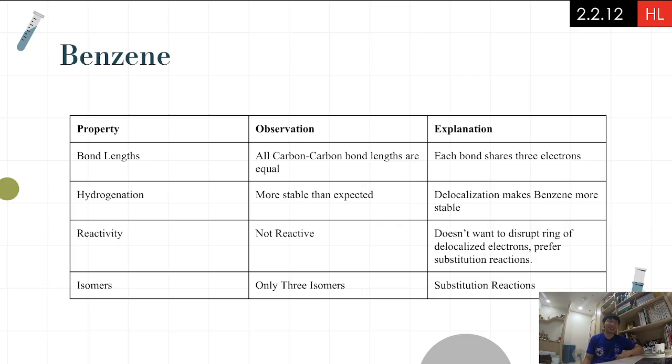Hydrogenation. Basically, it was put into a reaction, and the result made it look more stable than scientists expected. The reason was that delocalization made benzene more stable. Cool. Reactivity. Oh wow, it's not reactive.